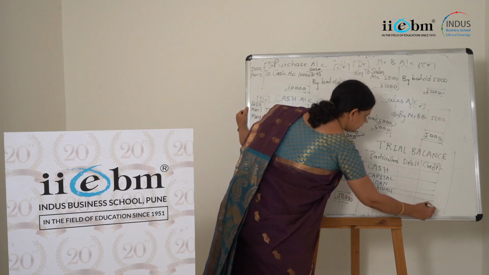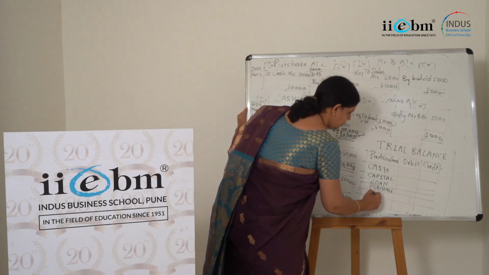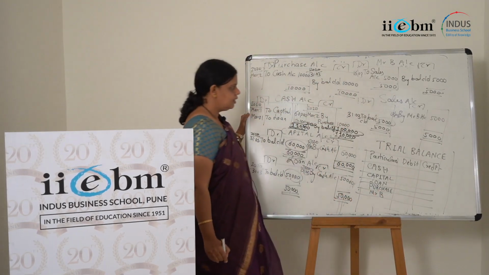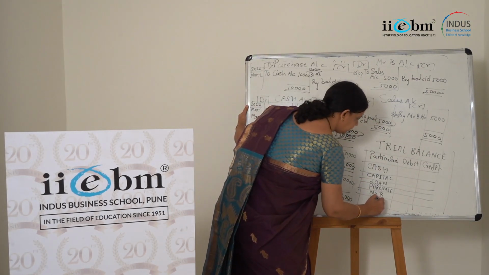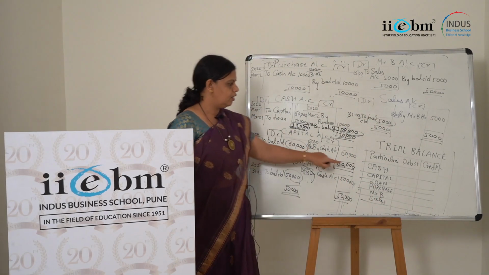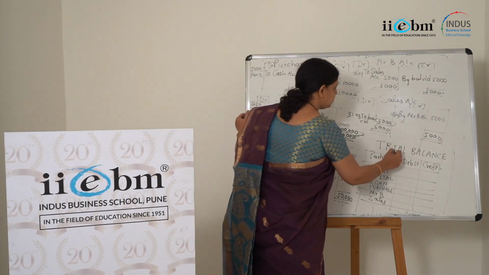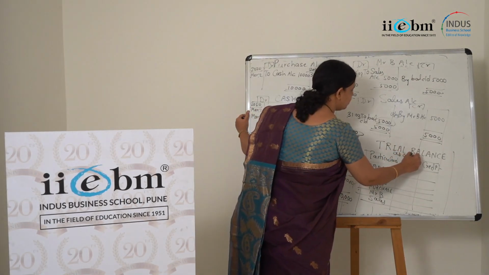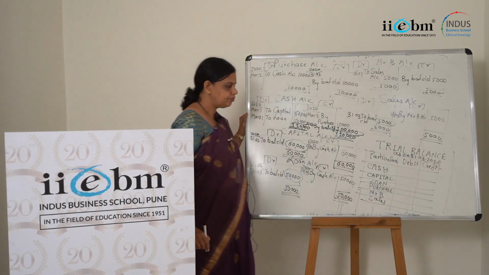What is the fifth ledger account that is made by you? Mr. B. So I will write down here Mr. B, right? What is the sixth ledger account that is made over here? Sales. So I will write down here sales. Okay. Trial balance you are showing at the end of the period. So you will write down here 31st March 2020.